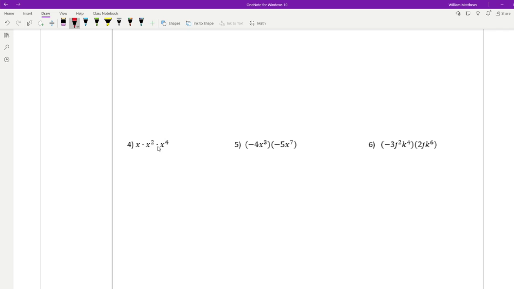This is showing us the dot product, showing that we're multiplying. Make sure you know all of your exponents. I have x to the power of 1, to the power of 2, and to the power of 4. So I'm still going to have the base of x, and the exponent is 1 plus 2 plus 4. So 1 plus 2 is 3, plus 4 is 7. So we have x to the power of 7.